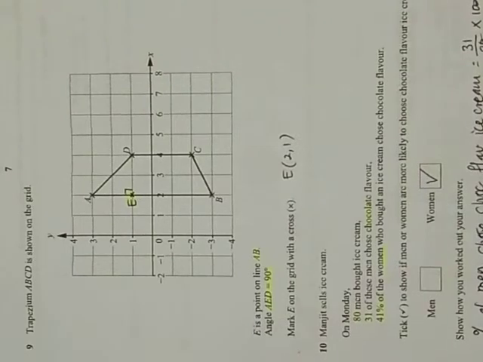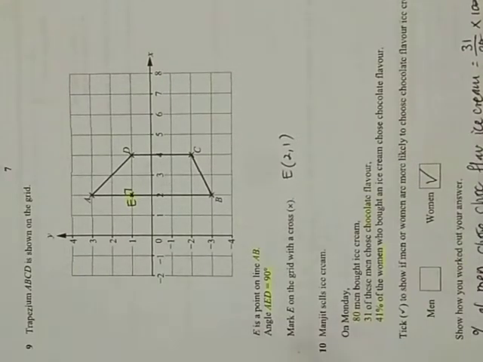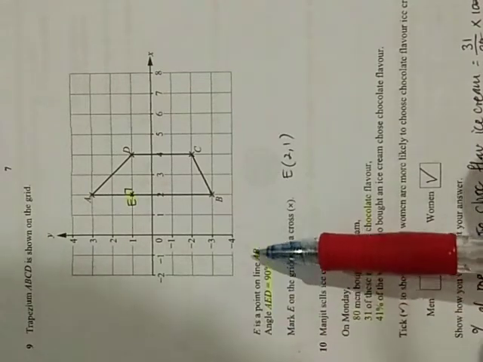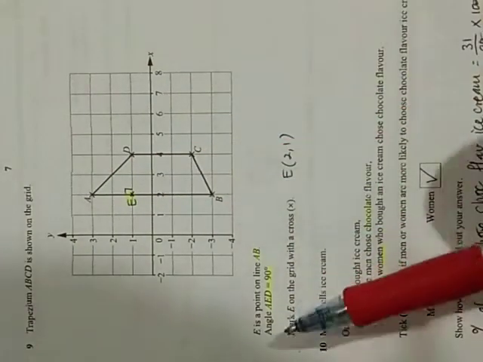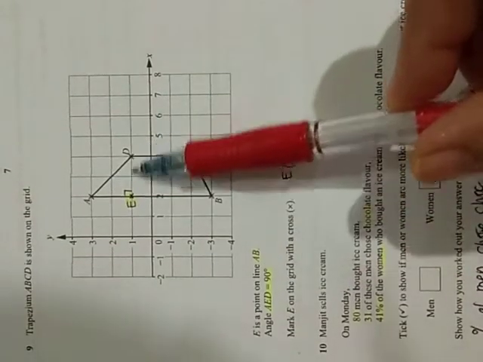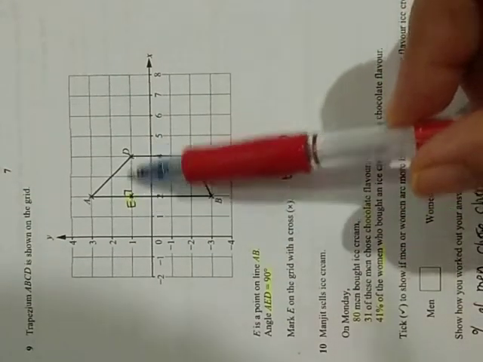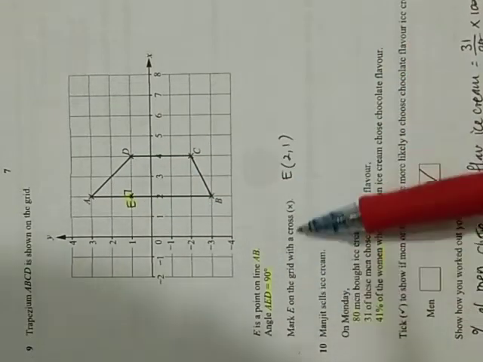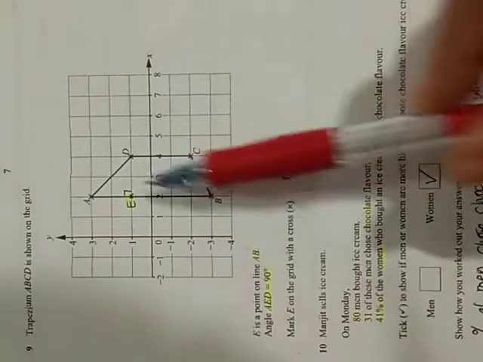Okay, for number 9, very simple. Know that E is the point on the line AB, and the angle AED must be 90 degrees, so it has to be a right angle. Where D, you extend it here and you meet it here at 2, 1. Mark E with a cross. Very straightforward. Now, number 10.